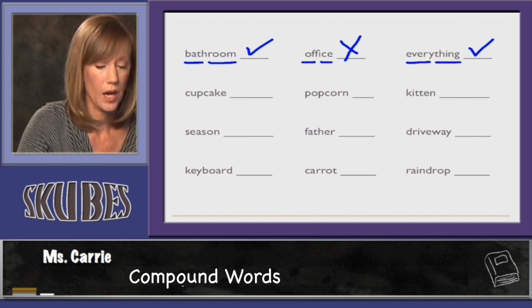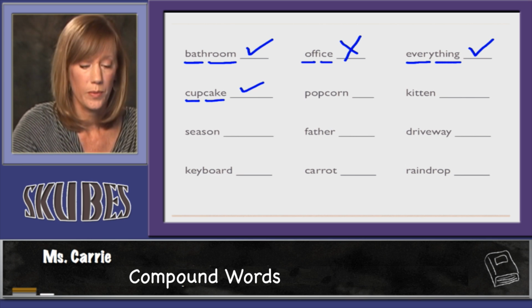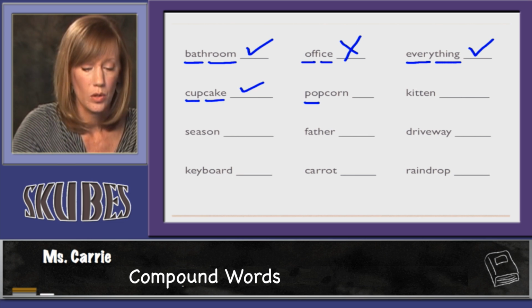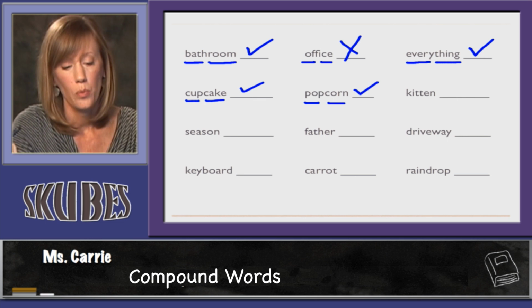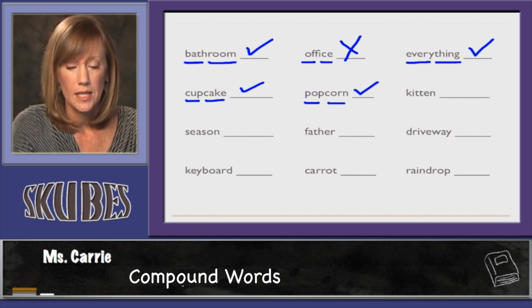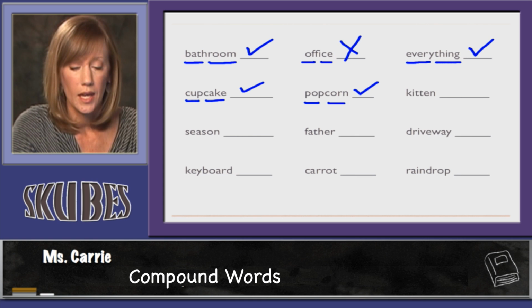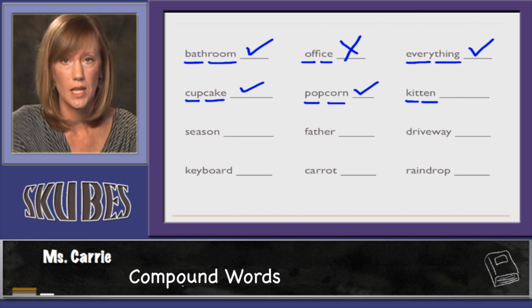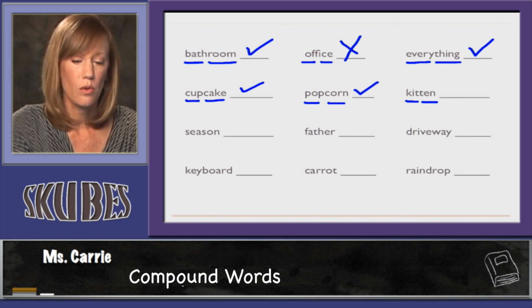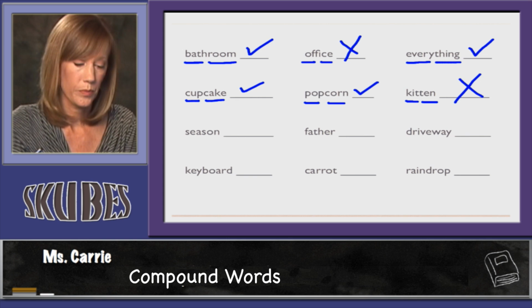This next word here, cupcake, is a compound word. Pop, corn, if we put it together, we get the compound word popcorn. Kitten, well, kit is a word, and ten is a word. But when we put the word kit and the word ten together, that doesn't make the meaning of kitten. So that is not a compound word.